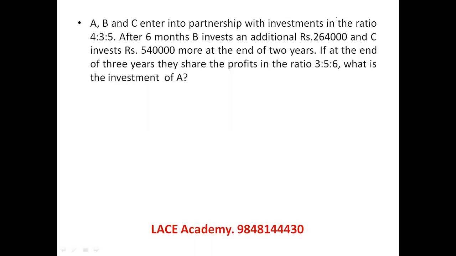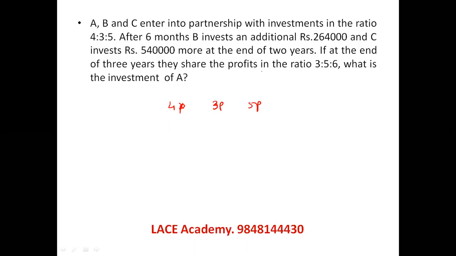A, B, C enter into a partnership with investments of 435. Six months later, B invests an additional amount. C invests some additional amount after 2 years. At the end of the 3 years, they share the profits in the ratio 3:5:6. What is the investment of A? First of all, let's say they invested 4P, 3P, and 5P.